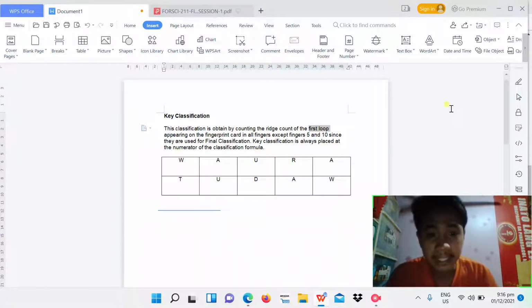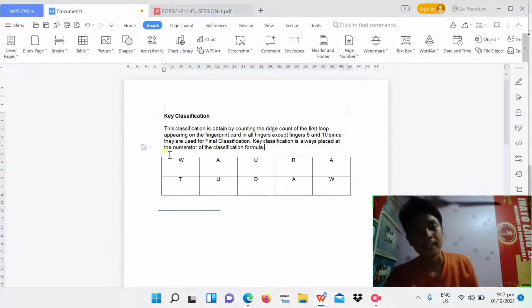This classification is obtained by counting the ridge count of the first loop appearing on the fingerprint card in all fingers except finger number 5 and finger number 10, or the right little finger and the left little finger, because they will be used in the final classification. Also, K classification is always placed at the numerator of the classification formula.